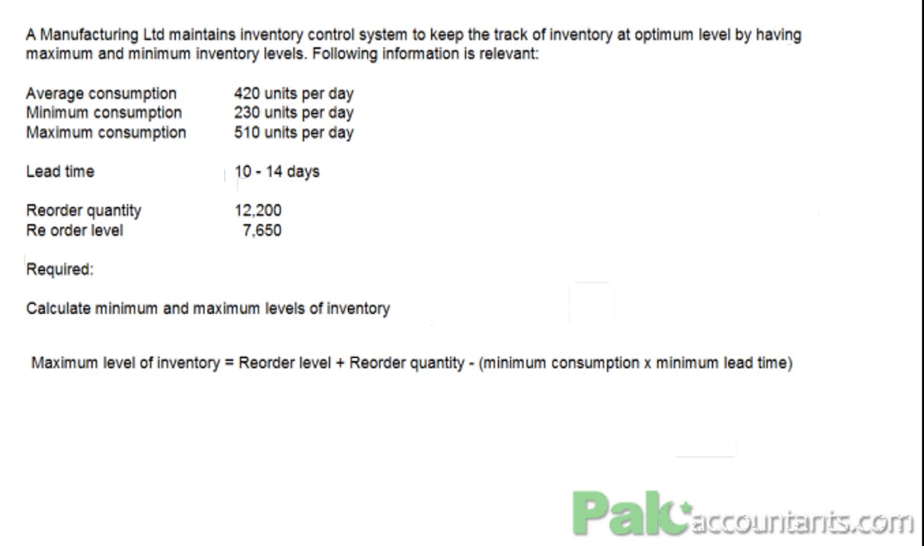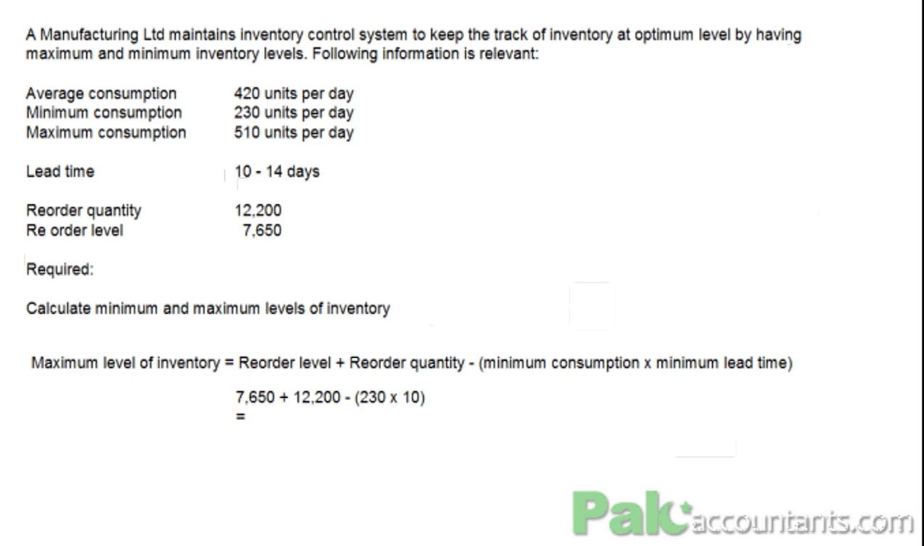Reorder level is 7,650 plus 12,200 minus minimum is 230 multiplied by 10. Okay, and if we sum these values up, it comes up as 17,550.